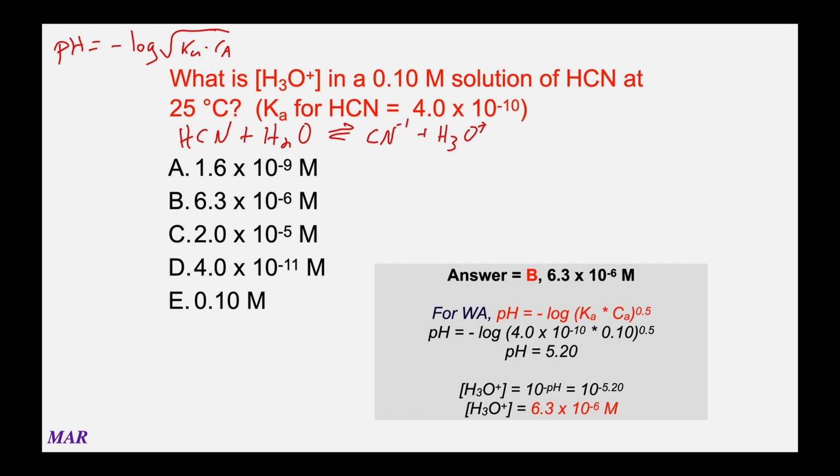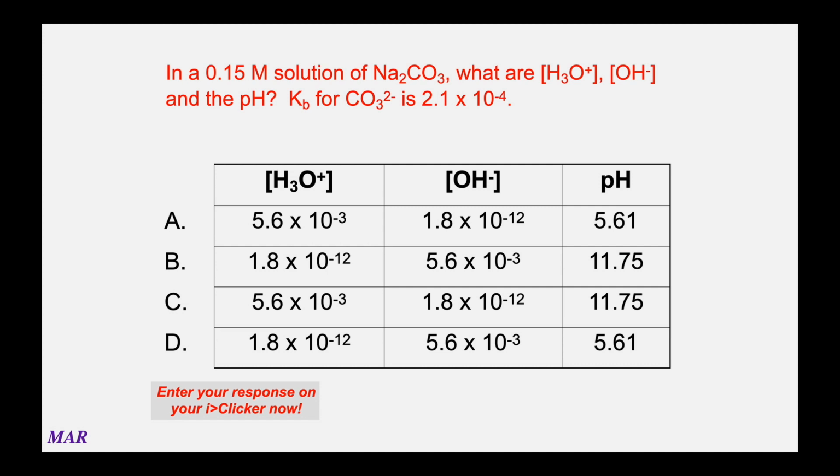Life is good. In a 0.15 molar solution of sodium carbonate, what are the hydronium, the hydroxide, and pH values? And there's a Kb for carbonate. It's 2.1 times 10 to the minus 4. I would recommend working on this problem, see how far you get. You can pause the video, and after you've worked on it, you can unpause the video and we'll talk about the answers. Pause the video now.